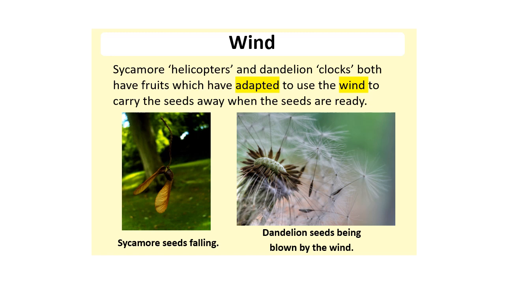How are seeds spread out? One way is by wind. For example, sycamore helicopters and dandelion clocks both have fruits which have adapted to use the wind to carry the seeds away when the seeds are ready. So you can actually Google sycamore seed falling on YouTube and see it in action. You can also Google dandelion seeds being blown by the wind and see if you can find a video on YouTube.